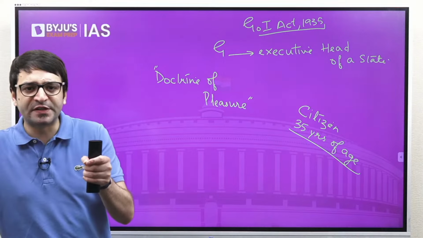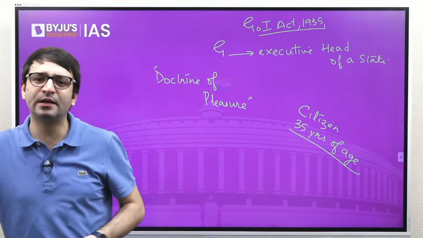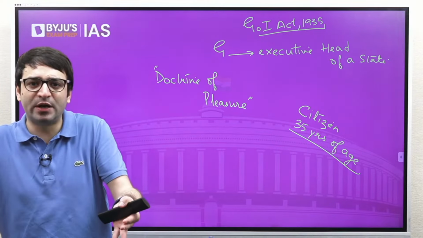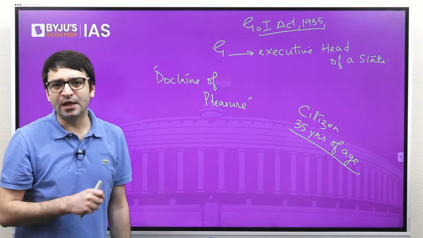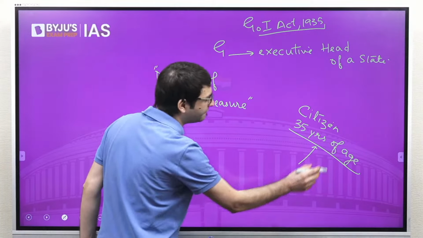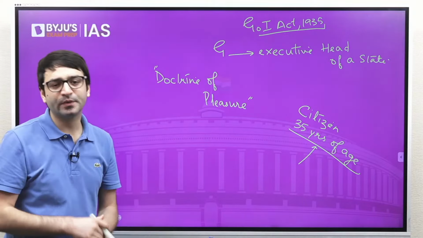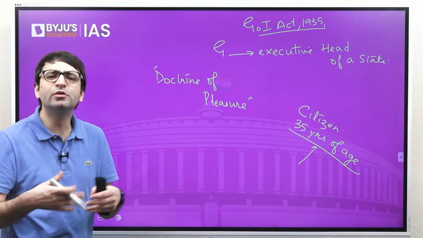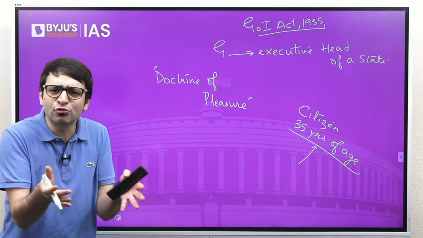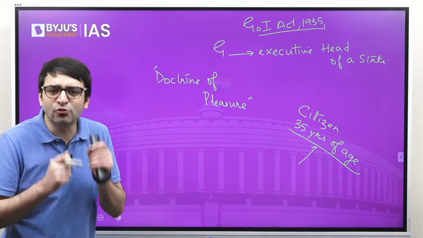Who is a governor of a state? The governor is appointed by the president. Who is qualified to be appointed as the governor? Somebody who is a citizen of India and who has completed 35 years of age. That's it. But additionally, two conventions have resulted. Two conventions. Conventions are unwritten rules. And which are these unwritten rules?